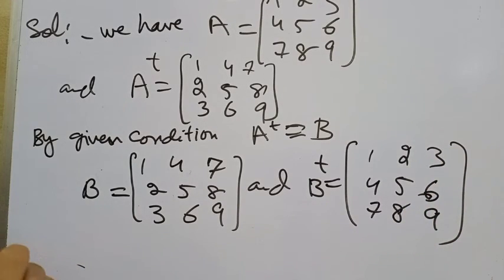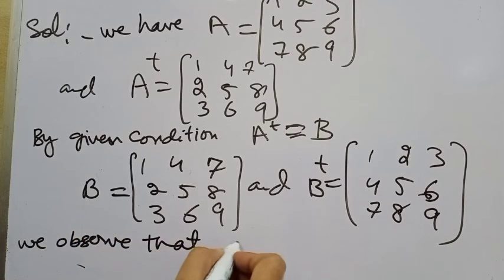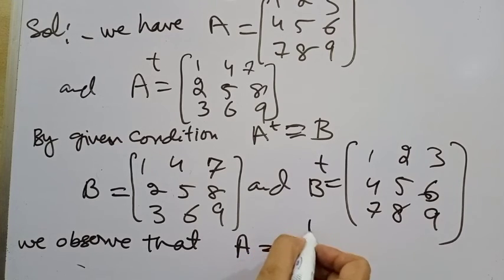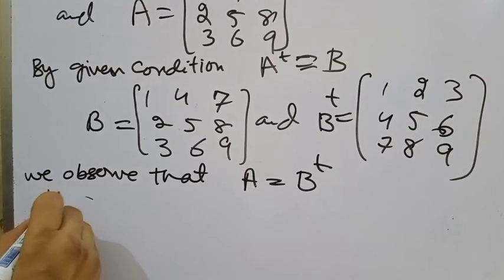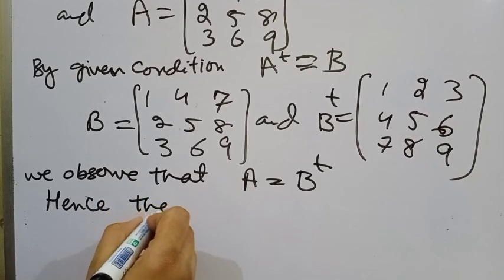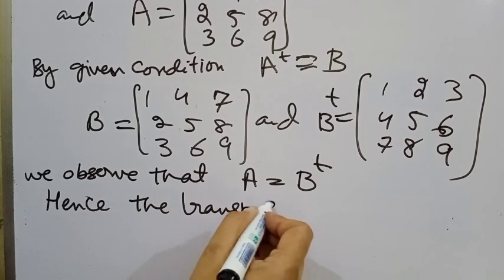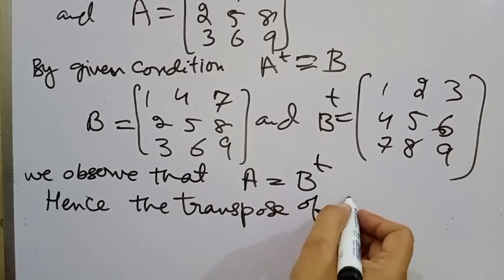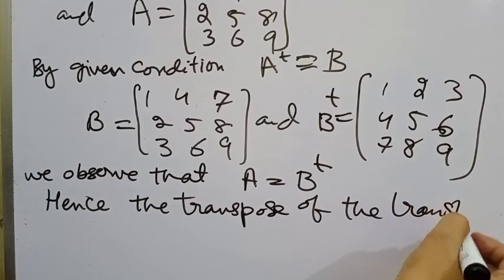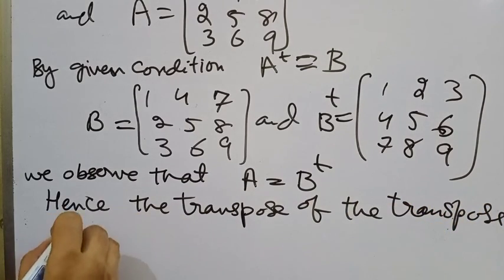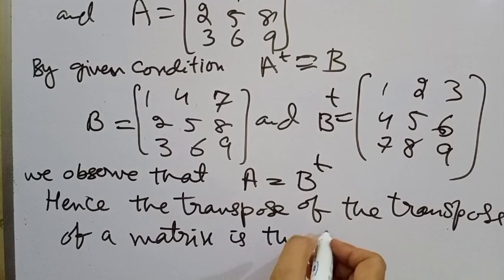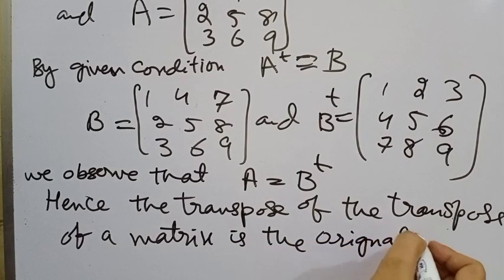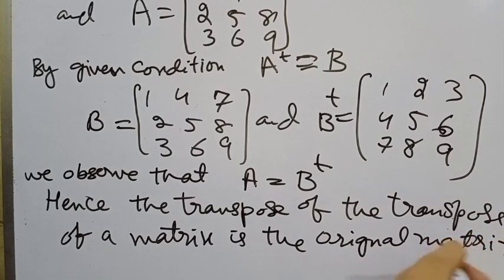We observe that A is equal to B transpose, hence the transpose of the transpose of a matrix is the original matrix. And that completes our exercise.